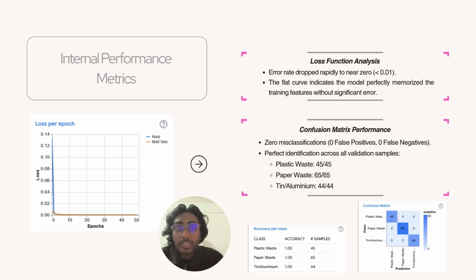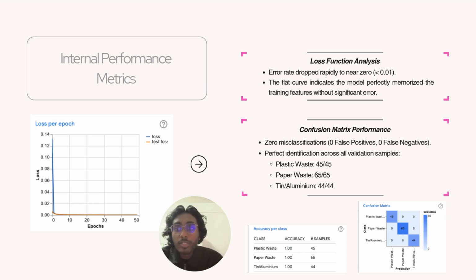Third is loss function analysis. The error rate dropped rapidly to near zero, that is, lower than 0.01. The flat curve indicates the model perfectly memorized the training features without significant error.